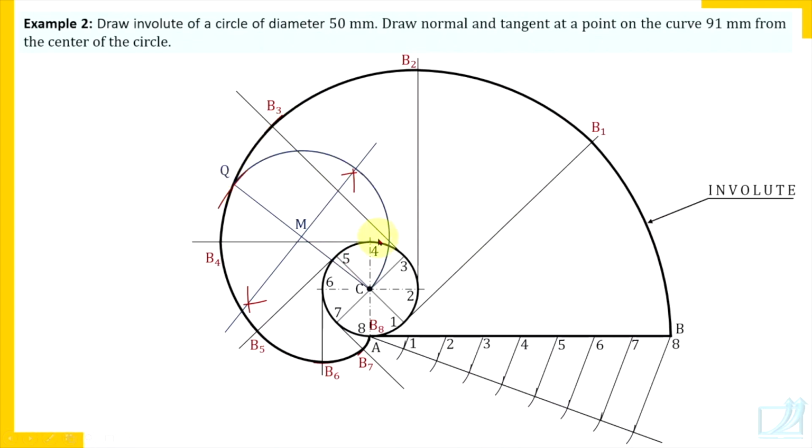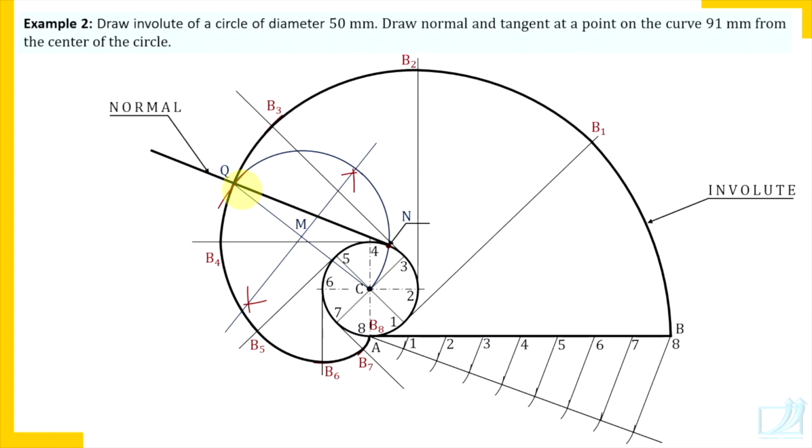So this semicircle intersects the circle at this point. Label that point as N. That suggests that this point is going to give you the normal. Join this point N with point Q. And that is the normal.